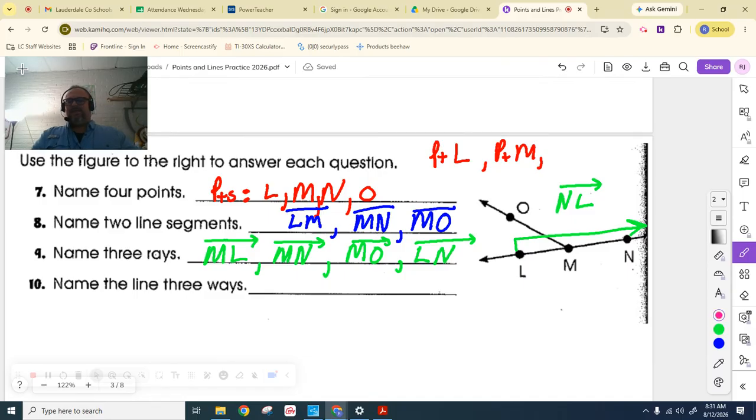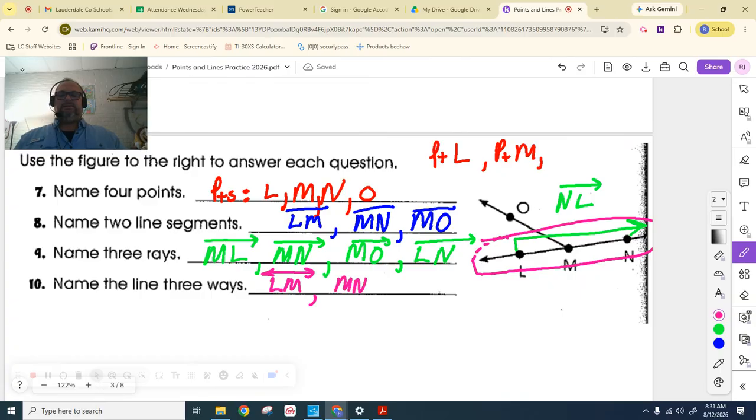Name a line 3 ways. We're going to be dealing with this right here. So we're going to name it. There's this way. There's this way. And then we could actually do it this way. You could have said MN. You could have said NM.